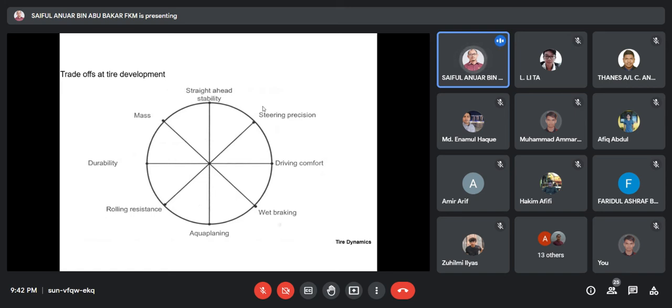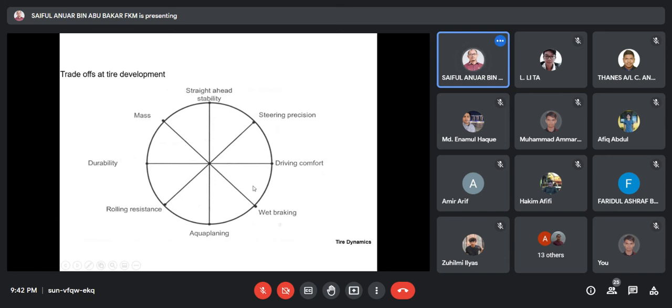And also we need the tire to assist during wet braking, meaning that during normal braking or emergency braking, the car will stop faster. And also it's going to be less sensitive to aquaplaning. Okay, and then also going to have less rolling resistance. So this rolling resistance is going to be affected by the tread pattern on the tire. So basically, tread pattern is the main element that is going to affect the rolling resistance, and then the wet braking, and then the driving comfort.